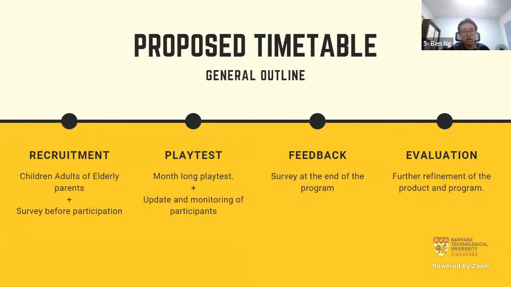This is our timetable for our program, where we'll recruit children, adults, or the elderly parents, such as through institutions, word of mouth, or social media. And we'll also get them to do a survey before participation to measure their financial literacy and capacity. Subsequently, a play test will be conducted, a month long, and then we'll update and monitor our participants through social media. At the end, we'll receive further feedback so that we can further refine our product and program.